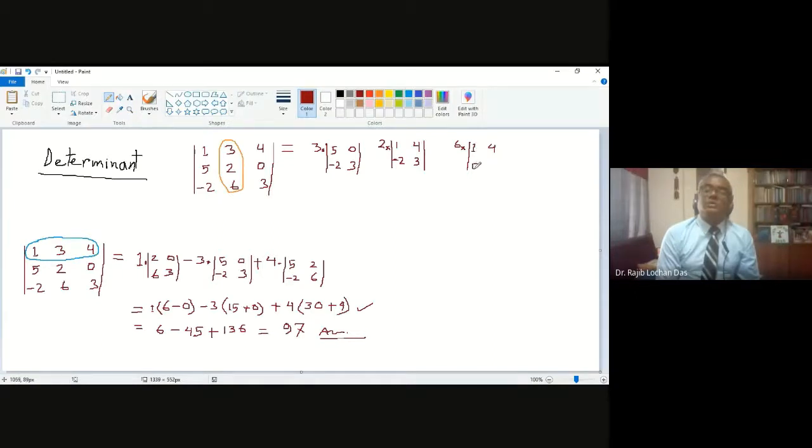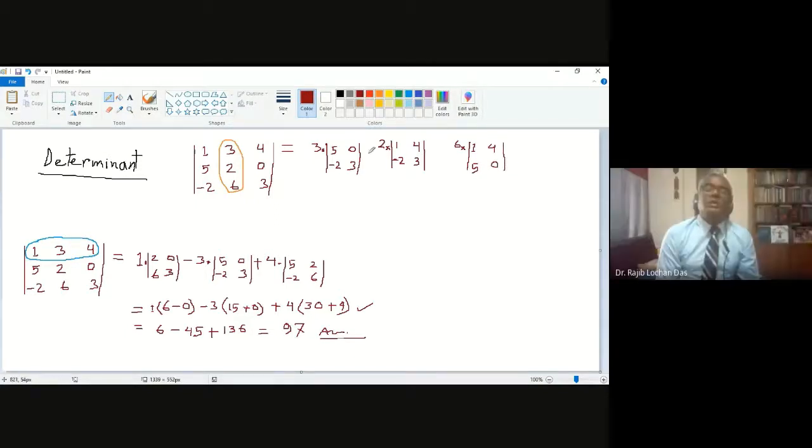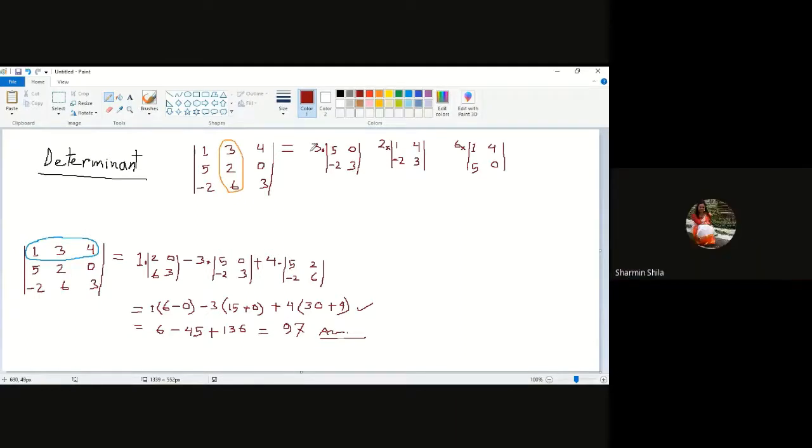Abdi Razak, do you understand this? Yes, sir. Is that okay? So what are the signs? Plus and minus. What will be the sign for 3? Minus.